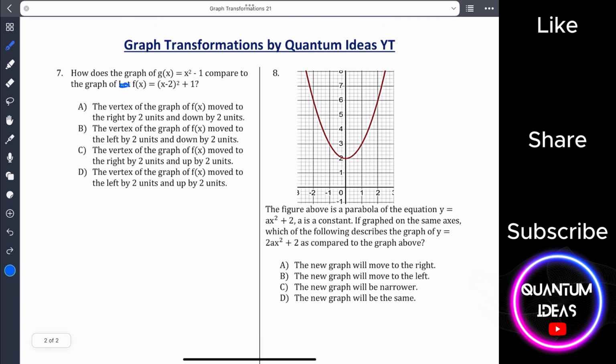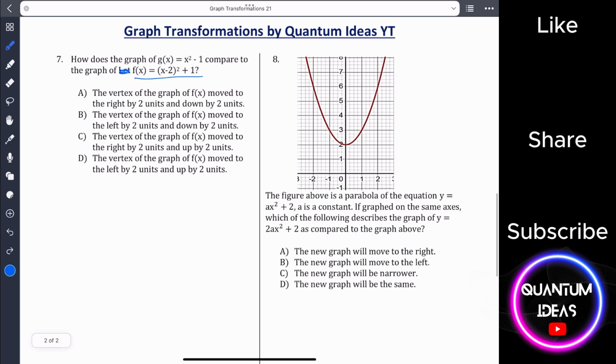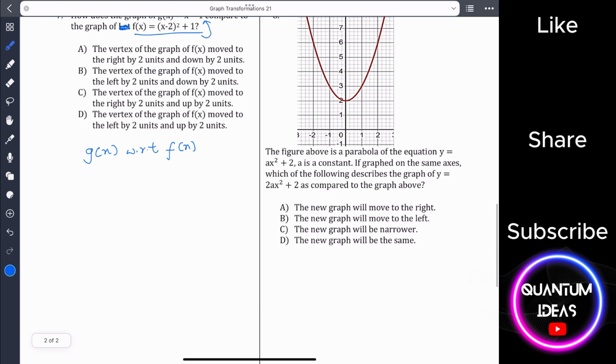We have to compare f(x), right? How does the graph of g(x) compare to the graph of f(x)? We have to compare g(x) with respect to f(x). That means what happened to f(x) so that it became g(x)? I think that's the point. Let's see what happened.